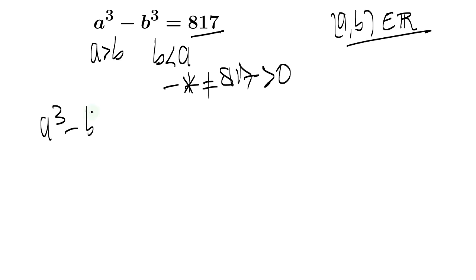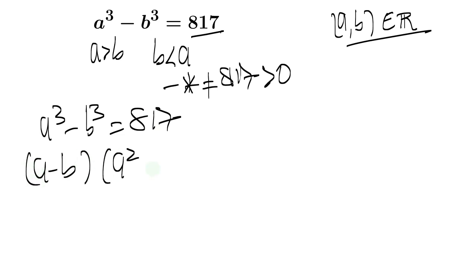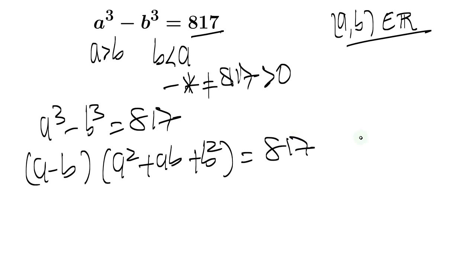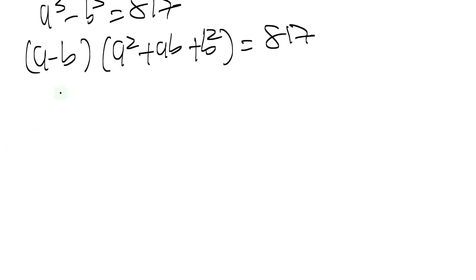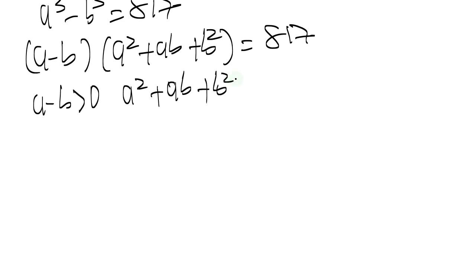A to the 3 minus b to the 3 equals 817. I can write this as a minus b, which multiplies a squared plus ab plus b squared, and this is equal to 817. So from here we can say that if I want this to be true, a minus b has to be greater than 0, and a squared plus ab plus b squared has to be greater than 0, right?